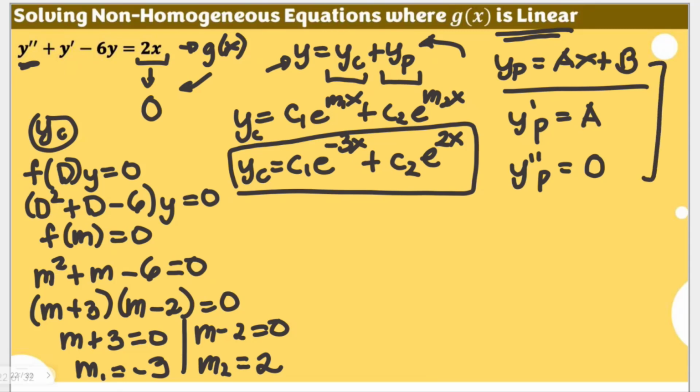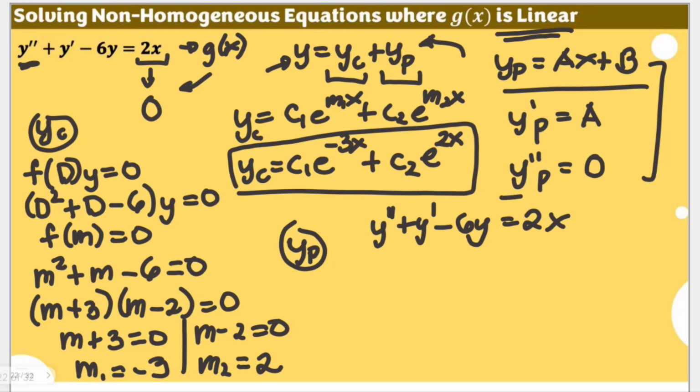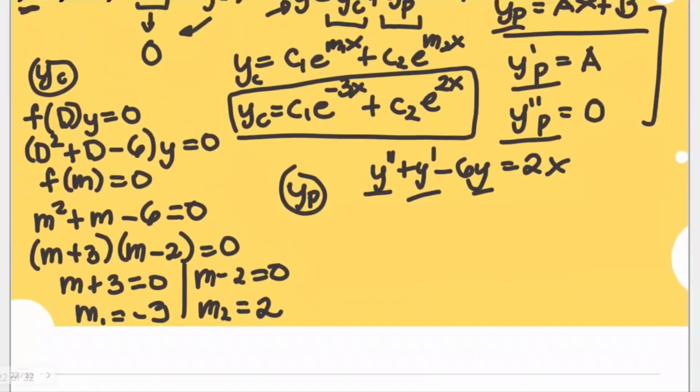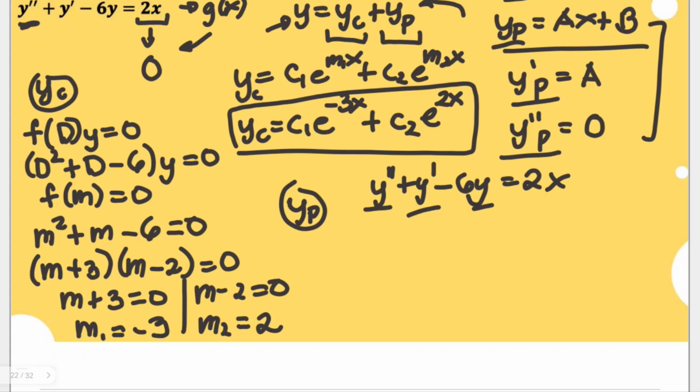So with all of this, instead of our y, the second order derivative of y plus the first order derivative of y minus 6y is equal to 2x. In solving for y sub p, we'll be substituting this here, and y sub p here. Okay? So please bear with me. This is how we're going to substitute this one. So your second order derivative is 0, this value, plus your first order derivative is a. Just take note of those situations.